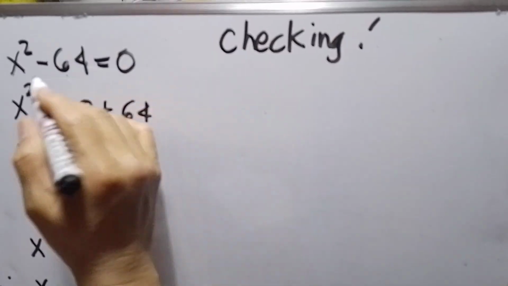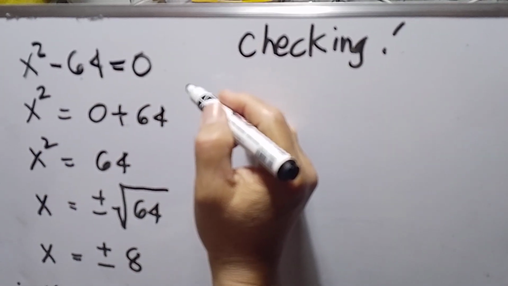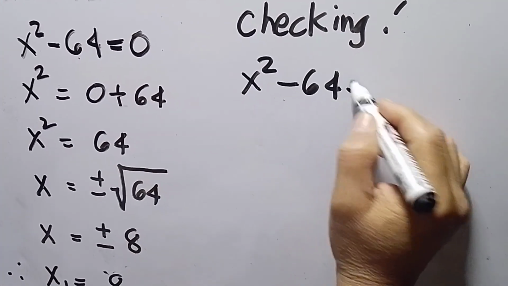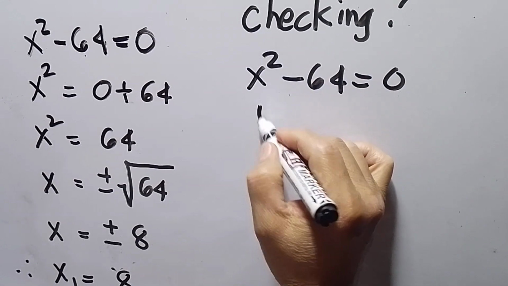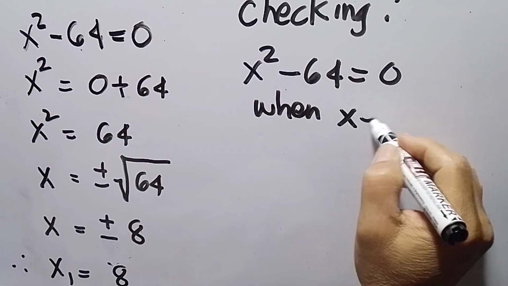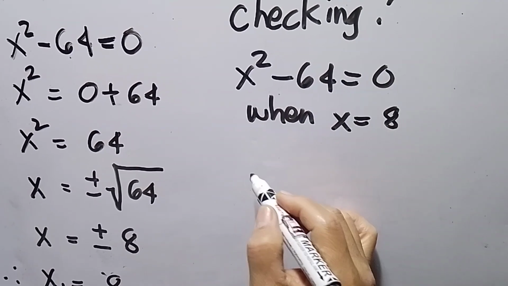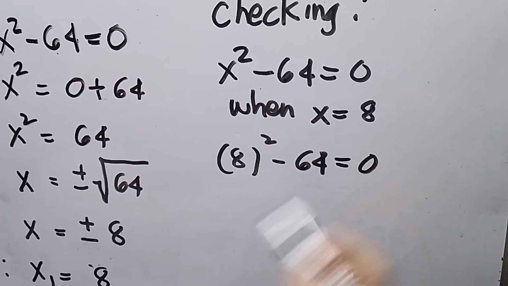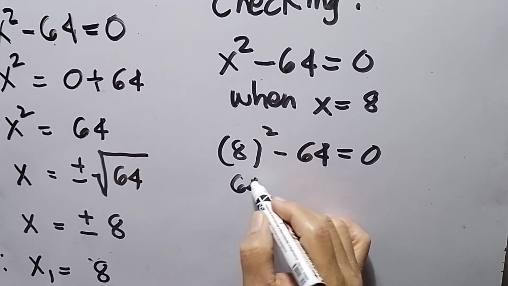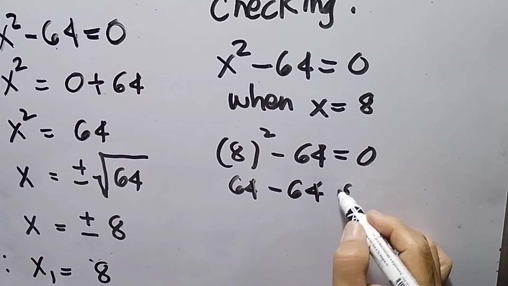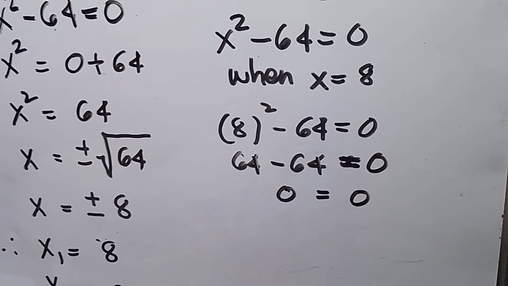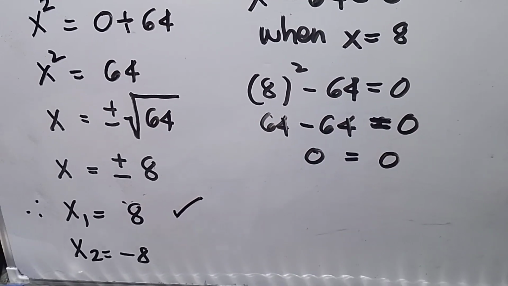So go back to the given quadratic equation. I have here x squared minus 64 is equal to 0. So when x is equal to positive 8, this will be 8 squared minus 64 is equal to 0. 64 minus 64 is equal to 0. So this will be 0 is equal to 0. So therefore, my first root is correct.